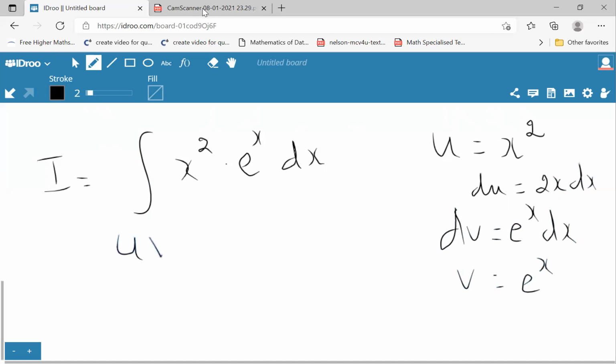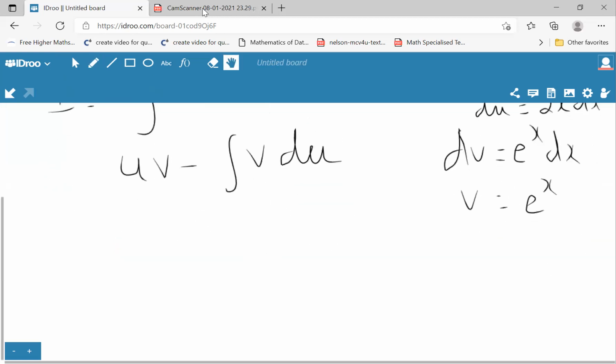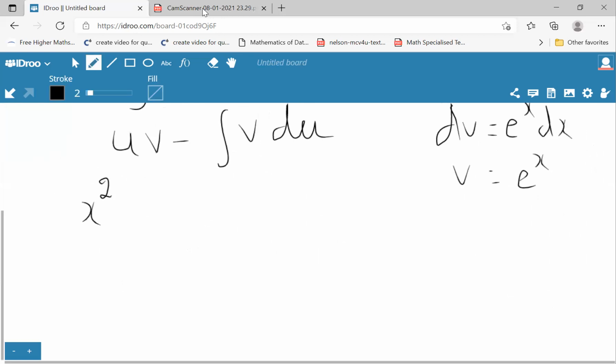Now we know the formula is uv minus integration of v du. So let's substitute. What is u? We took it as x squared. So now that becomes x squared into e to the power of x minus integration of v du. V is e to the power of x into 2x dx.